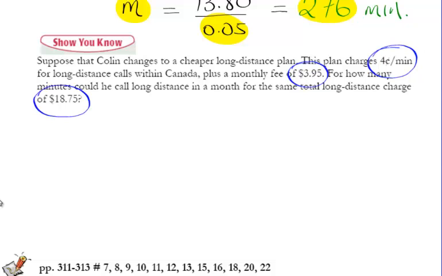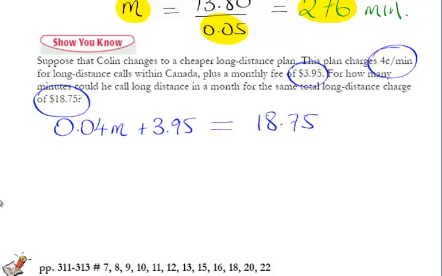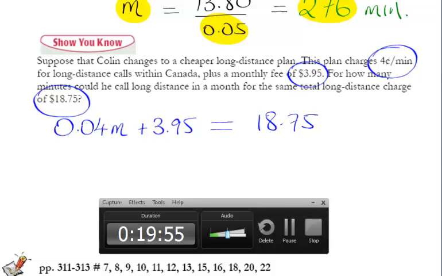So what's our equation going to look like? Well, the right-hand side is going to be the same as before, $18.75. We'll use the same variable M. 0.04 is the cost per minute, 4 cents, times the number of minutes, plus the monthly charge, $3.95. So that's the equation you have to go through and solve. So pause the tape and see what you can come up with there.